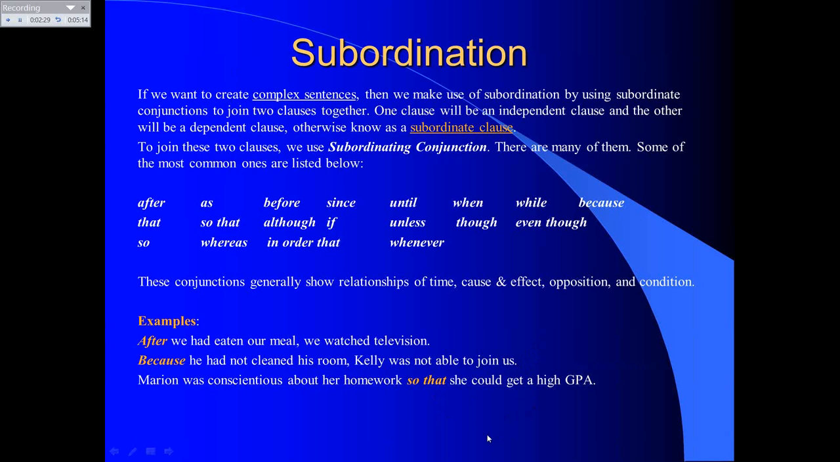Here's another example. Marion was conscientious about her homework so that she could get a high GPA. Here we have the subordinate clause at the end of the sentence. Notice that if you begin a sentence with a subordinate clause, you have to have a comma after it. All of these adverb clauses must have commas after them.